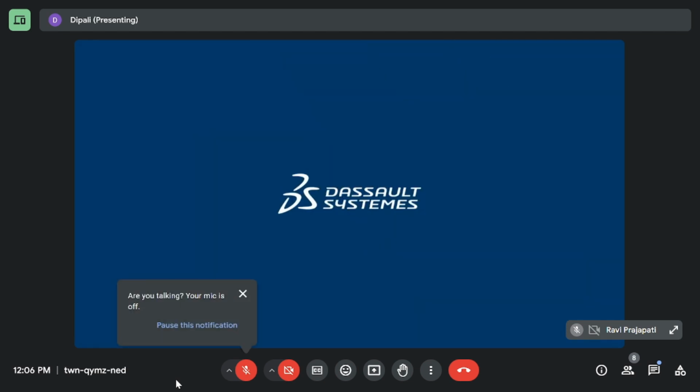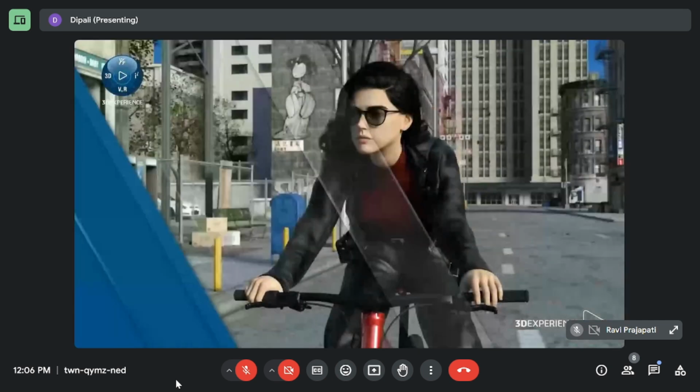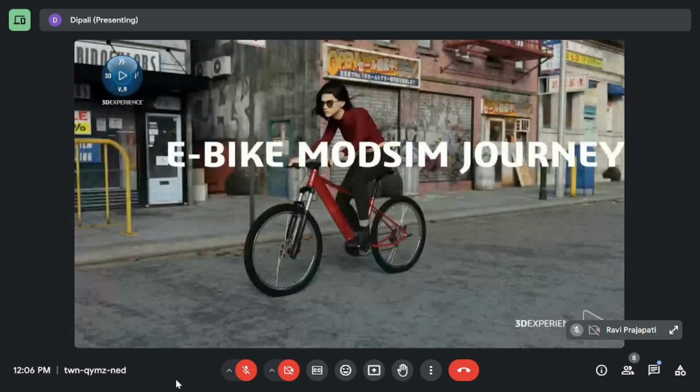Okay, so I hope now you have a brief idea regarding each segment of the physics that is available in SIMULIA. Okay, now let's have a case study on e-mobility, that is an e-bike, and how we can extensively use the MODSIM approach. Okay, so let's try to understand the MODSIM approach with the help of this case study. And how we can enhance the product or develop a new product with the help of that MODSIM approach. Okay, so let's have a quick look.